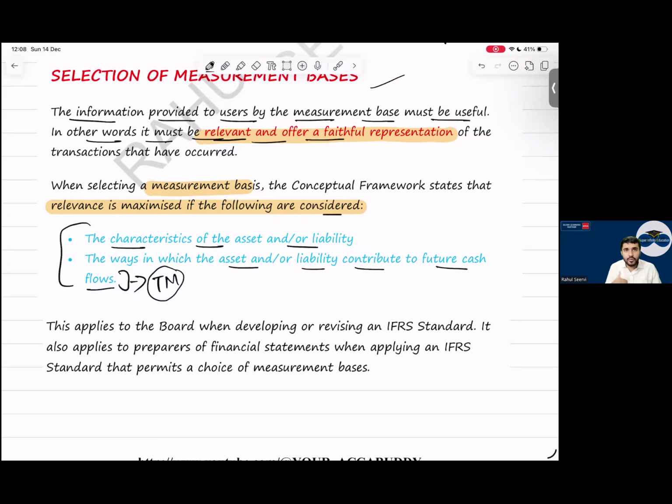Measurement basis. When will you say that the relevance is maximized? It is based on the characteristics of the asset or liability and the way in which the asset or liability will provide economic benefit for me. If I purchase an office building, can I say it is better to follow the historic cost model only? My intention is not to sell. If I have an office building today, my intention should be to record it at historic cost, the purchase price. Why? Because I'm not selling this.